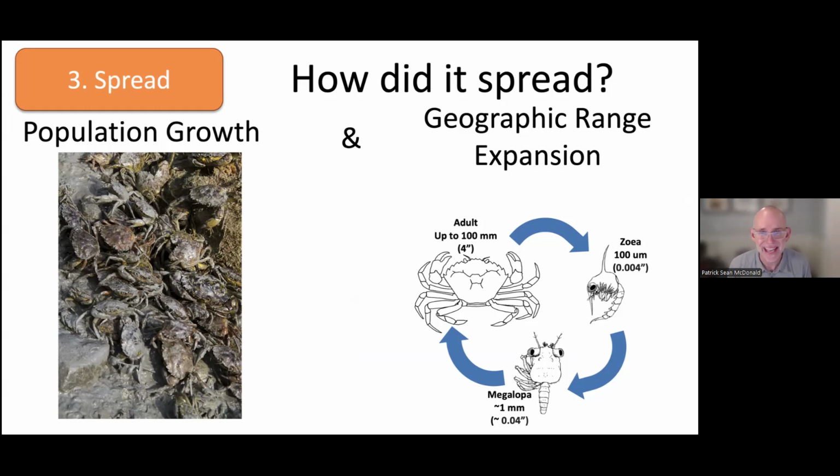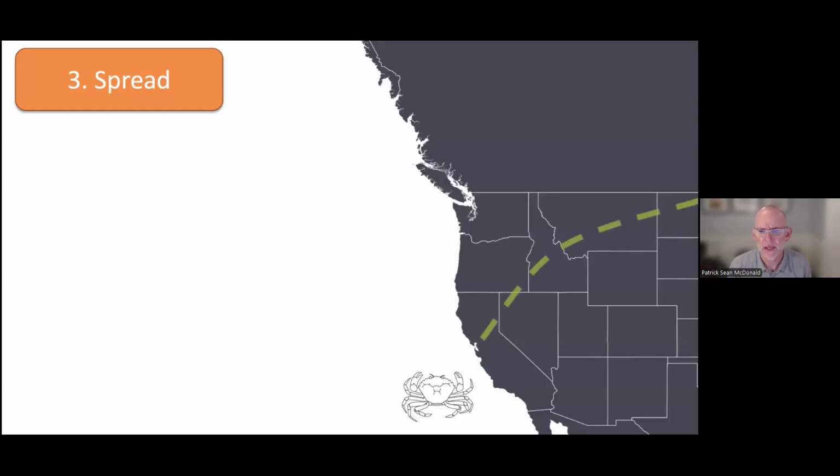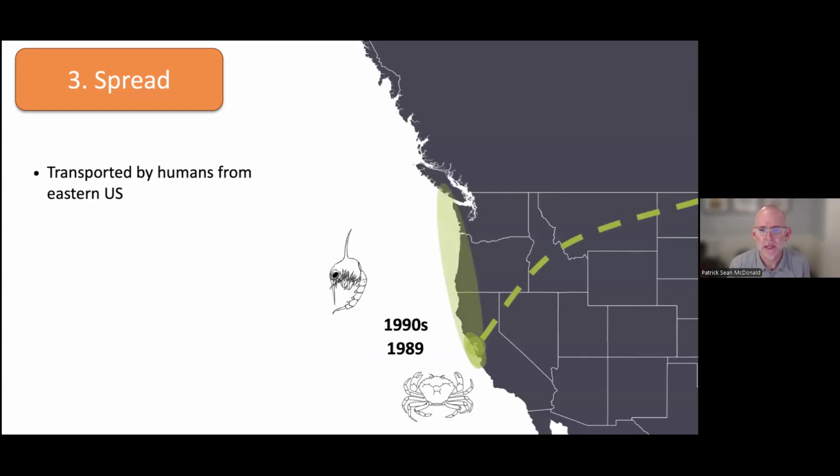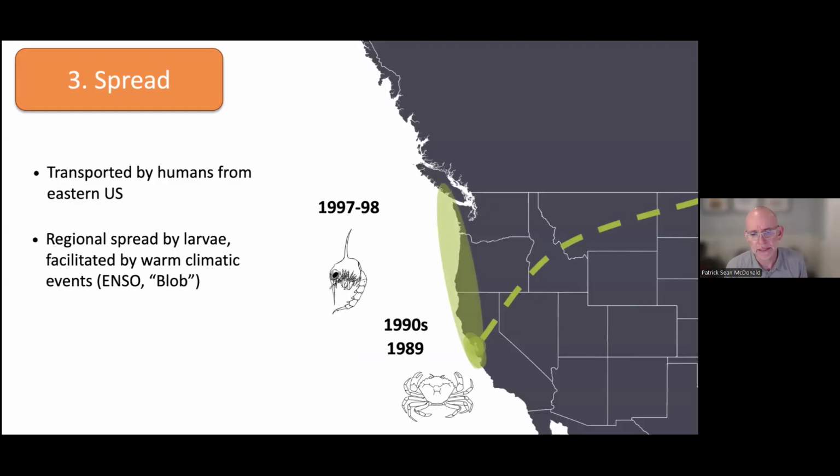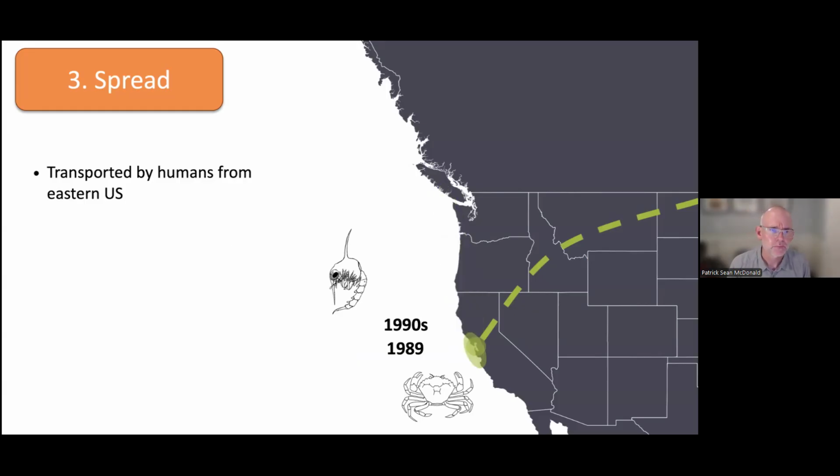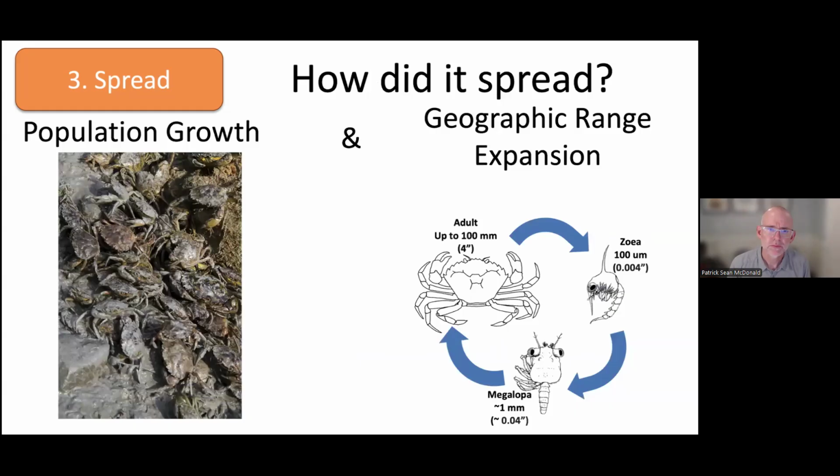And then she can cast those larvae off into the water column, and then they can spread from there, which is how they spread up the coast. There was a very small amount of spread in the late 80s, early 90s, but then in 97, 98, just a tremendous amount of spread.